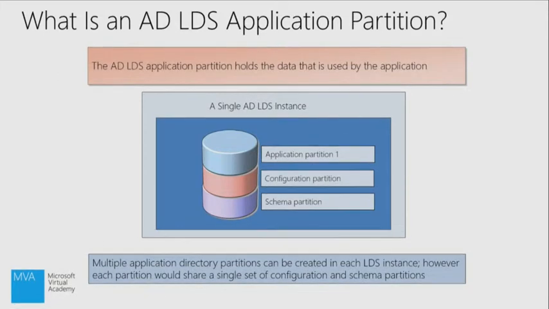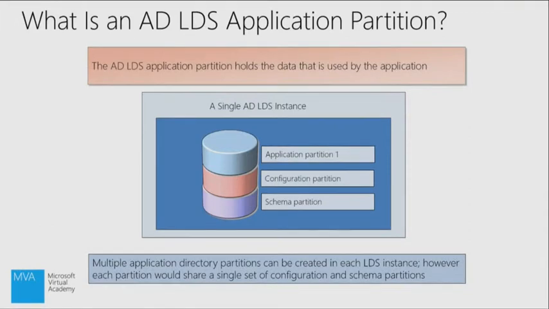The application partition. We've talked about other partitions before, configuration and schema. We talked about those in the domain services module. Now we're going to talk about the partition particular to ADLDS. The application partition holds the data that is used by the application. Multiple application directory partitions can be created in an instance. However, each partition would share a single set of config and schema partitions.